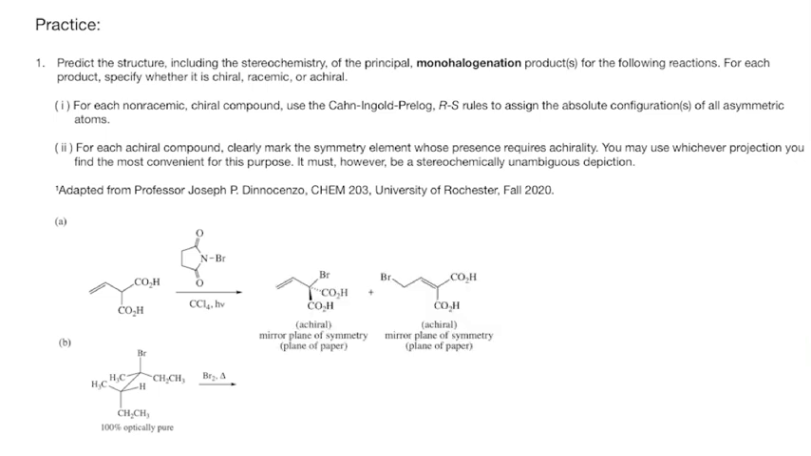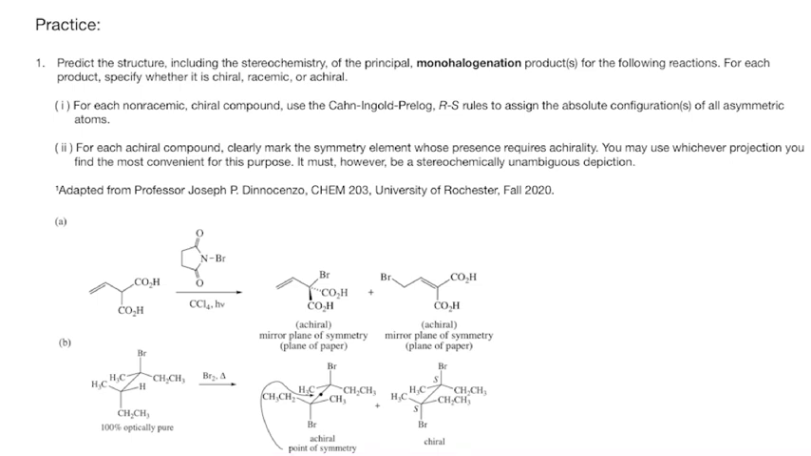In the first reaction, the starting material is treated with NBS and peroxides under photochemical conditions in CCl4. These conditions selectively promote allylic bromination, resulting in the formation of two achiral allylic bromination products. Both products have a plane of symmetry in the plane of the paper, making them optically inactive.